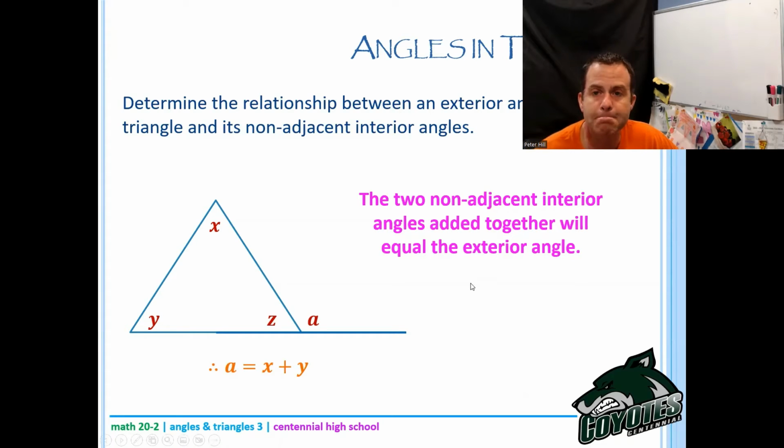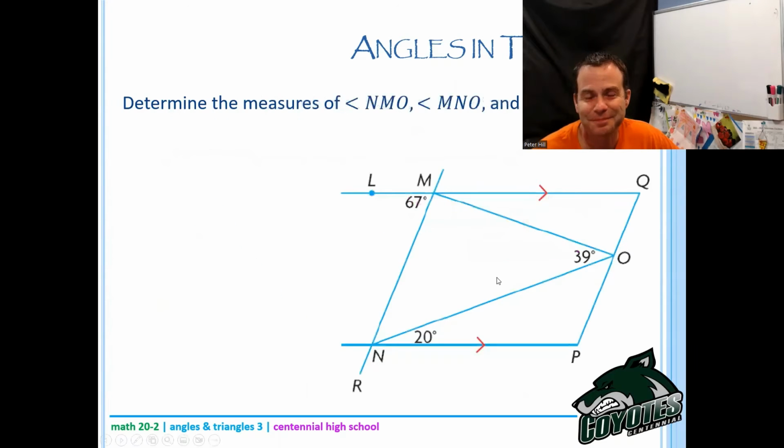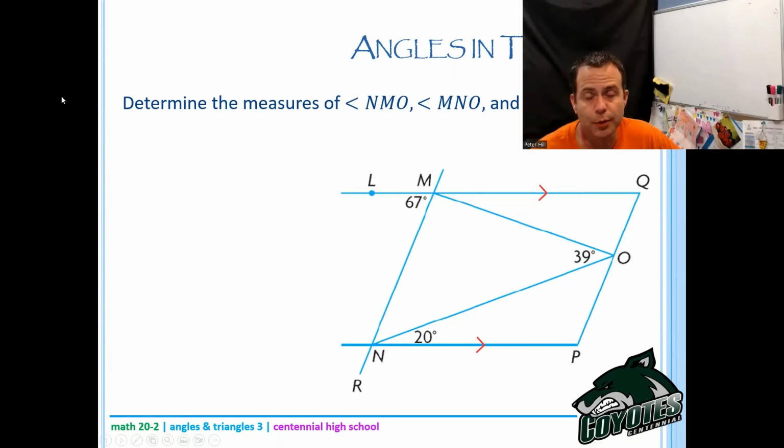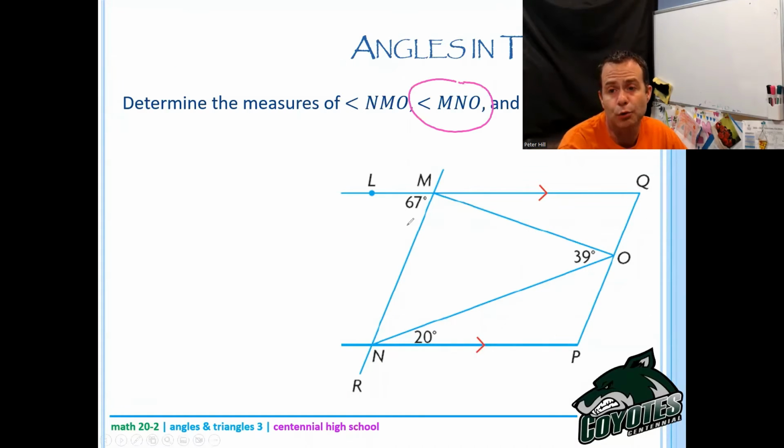All right. Awesome, guys. Let me just hide myself for a sec. Determine the measure of angle NMO, angle MNO, and angle QMO is what the question is asking. Now, when a question asks something like this, don't assume you have to find them in the same order that they were given to you. I'm actually going to pick on MNO first.